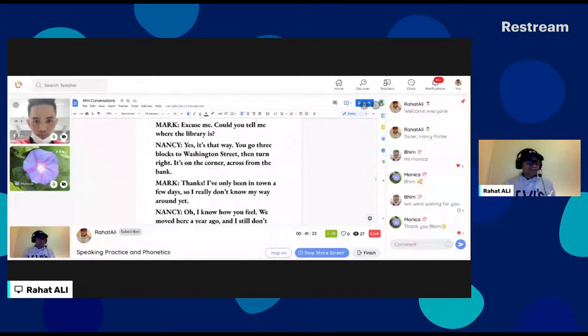Excuse me, could you tell me where the library is? Oh, yes, it's that way. You go 3 blocks to Washington Street, then turn right. It's on the corner across from the bank. Okay? Read it like this. And remember, if there is a full stop, you have to stop. If there's a comma, you have to stop as well. Yes, it's that way. You go 3 blocks to Washington Street, then turn right. It's on the corner across from the bank.